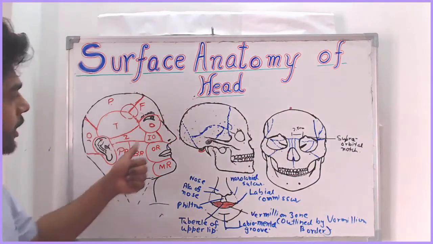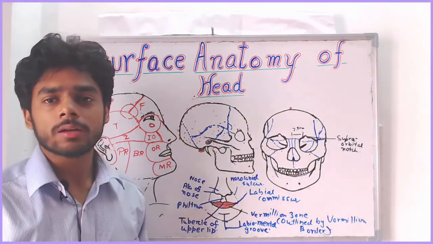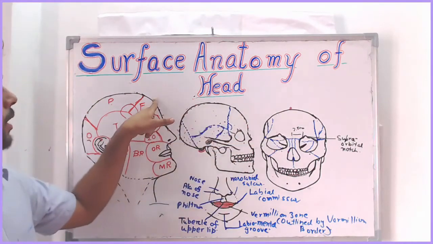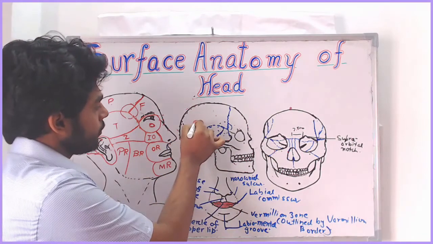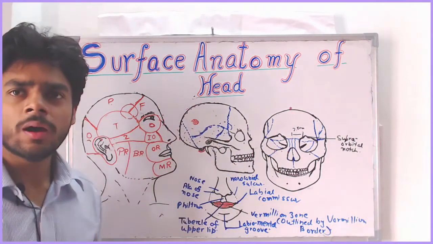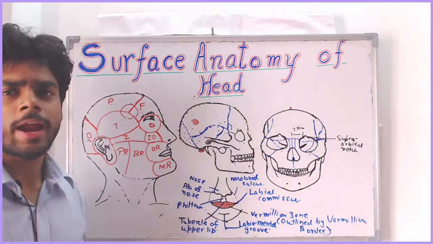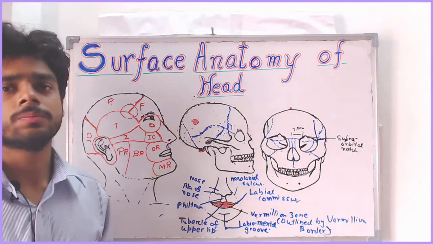We also studied the supraorbital notch, which is also an anatomical bony landmark. The frontal eminence, here you can feel the frontal eminence. Then the parietal eminence, here we have the parietal eminence on the parietal bone. Here we complete almost all the important bony landmarks present in the skull region, or the head region.